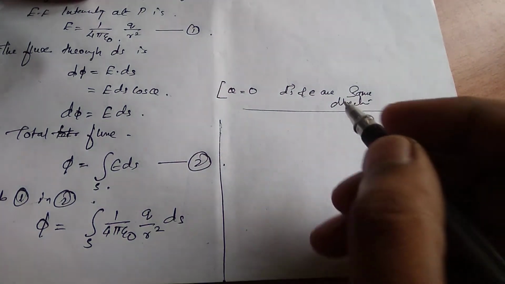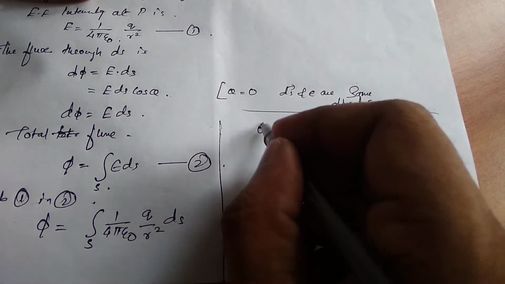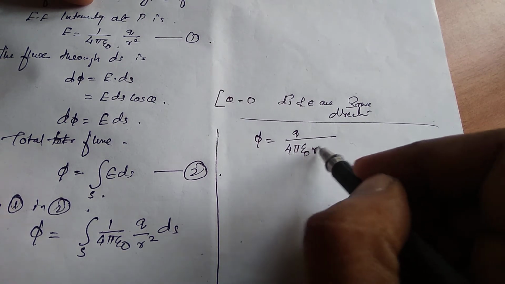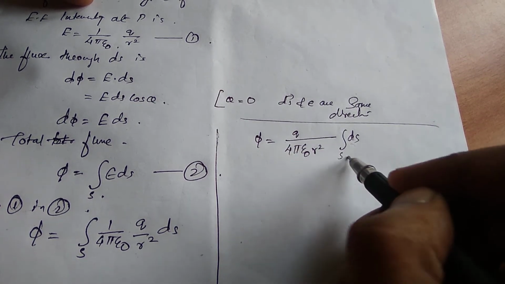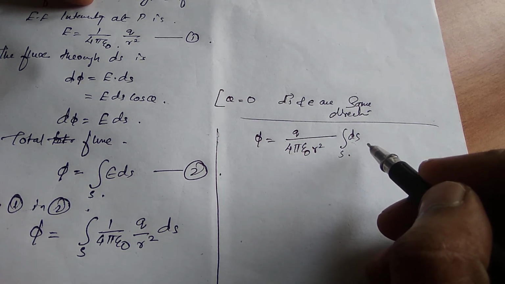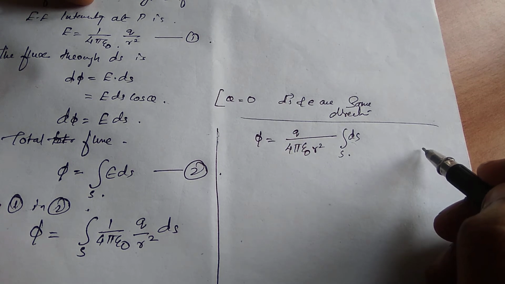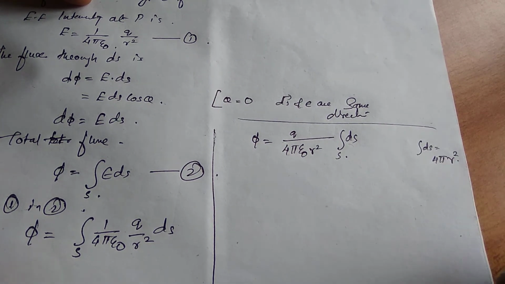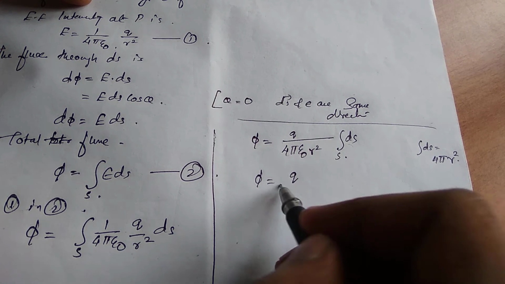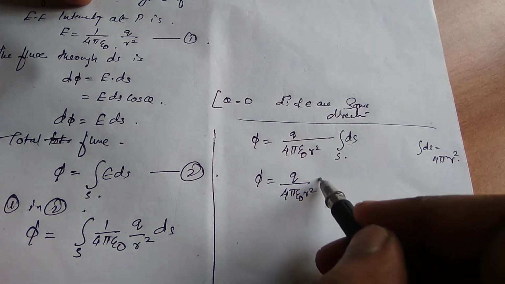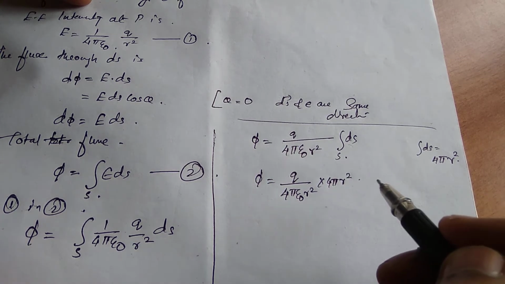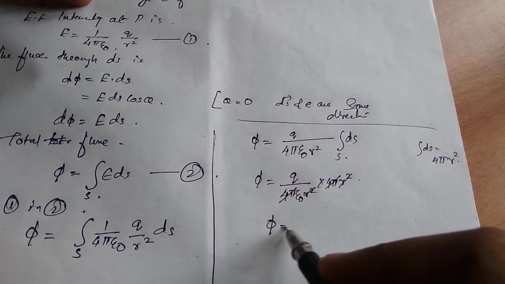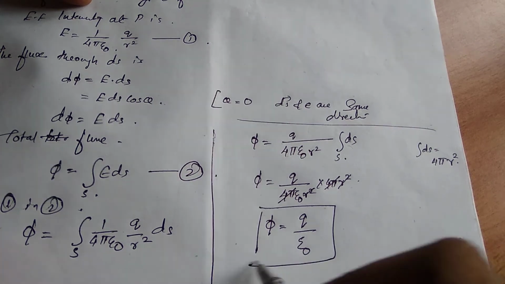Then phi equals q by 4 pi epsilon 0 r square times integral ds. This ds means small elemental area. This is a sphere, so the total area equals 4 pi r square. Substituting, we get phi equals q by 4 pi epsilon 0 r square into 4 pi r square. Then cancelling these terms we get phi equals q by epsilon 0. Hence Gauss theorem is proved.